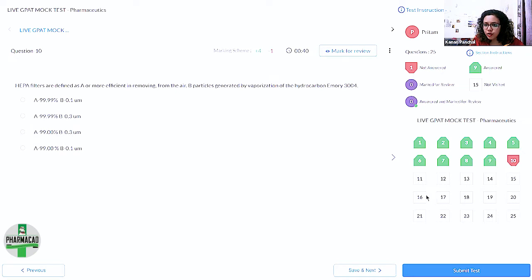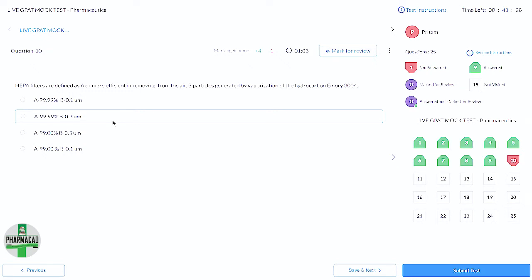Swapnil or Trupti, you haven't answered, right? Trupti. Yes, ma'am. Ma'am, I think the answer is A. Maybe option B. A 99.9%, B 0.3 micrometer. You sure? Actually, I'm confused between 0.1 and 0.3. Option B, ma'am. It's B, 0.3.